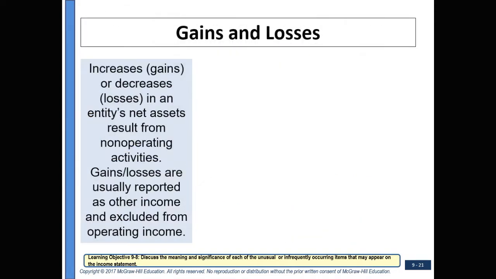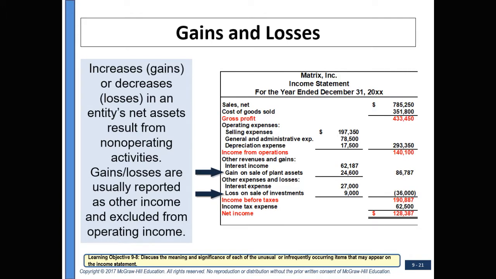In that other section, we find the increases or the gains, or the decreases or the losses in an entity's net assets that resulted from non-operating activities. So gains and losses are usually reported as other income and are excluded from the operating income. On the income statement, gains are reported in the other revenue and gains section, while losses are reported in the other expenses and losses section.